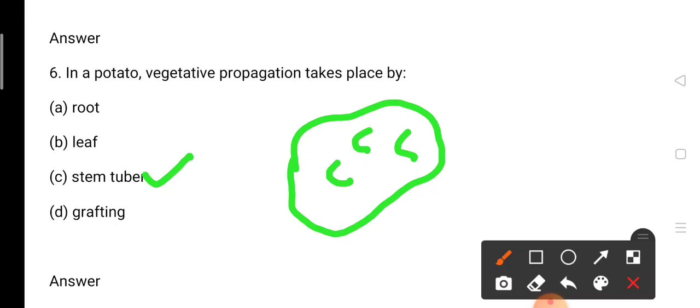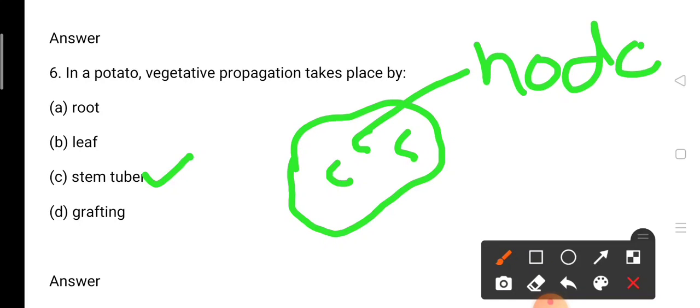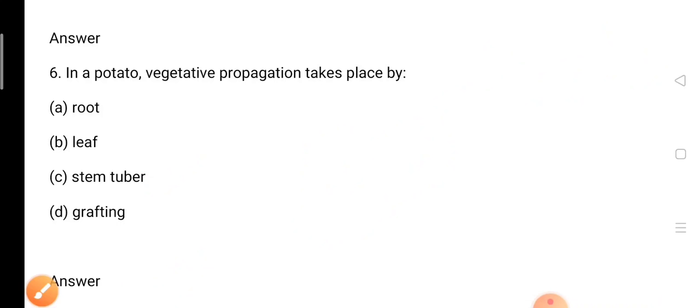So these represent the nodes of the stem. These nodes are responsible for producing the plantlets in the potato plants. So our correct option is option C. Stem tuber in potato is responsible for vegetative propagation.